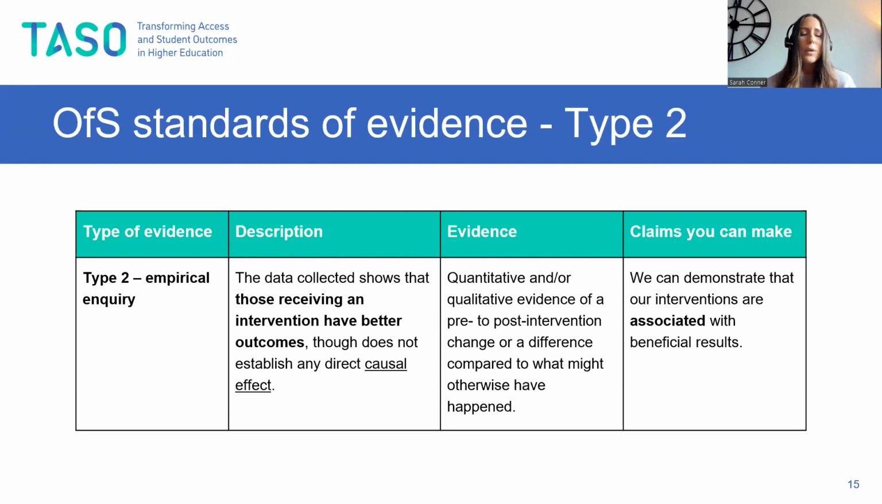So here you might be collecting quantitative or qualitative evidence. You might be using a pre-post design, which we'll go through in a little moment, to show that those receiving an intervention, those involved in an intervention, have better outcomes. So that intervention is associated with better outcomes. But it's important to note here that we don't have any causal impact evidence. So we don't know for definite that it's that intervention which has caused those outcomes. We just know that it's associated with better outcomes.